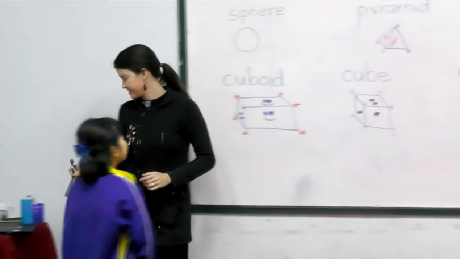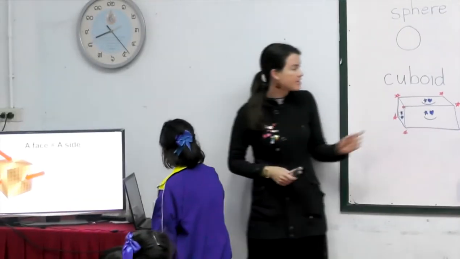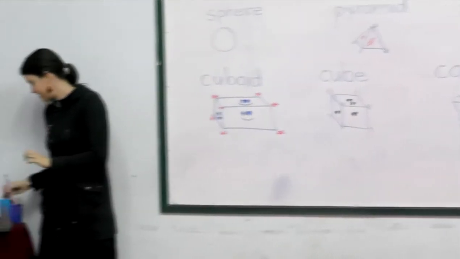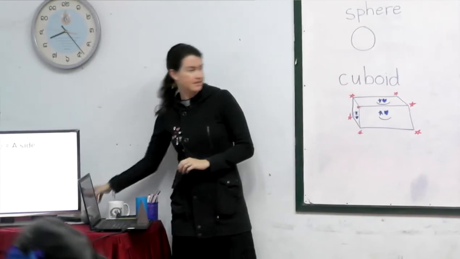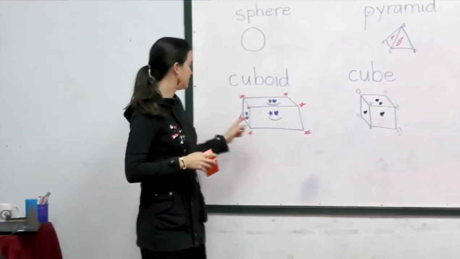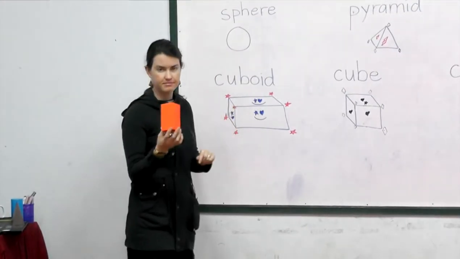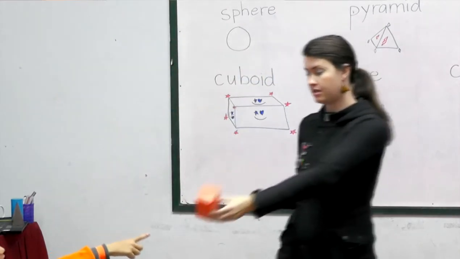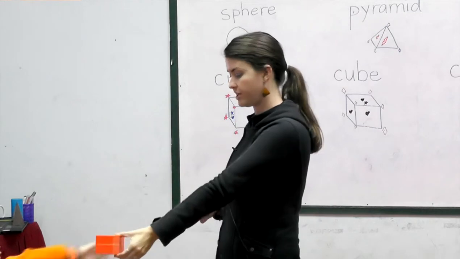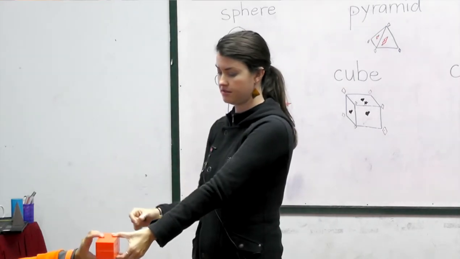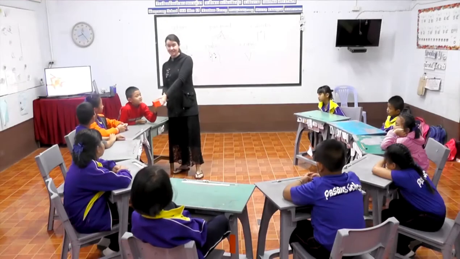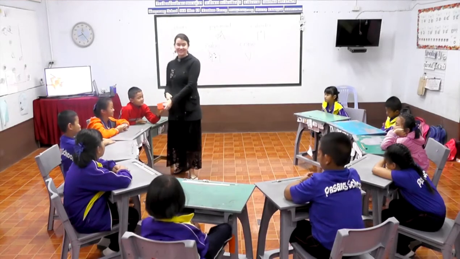Very nice. Let's look at our cube and cuboid. How many faces do we have? How many sides? How many sides do we have? 1, 2, 3, 4, 5. Show me. 1, 2, 3, 4, 5, 6. Yeah, we've got 6.